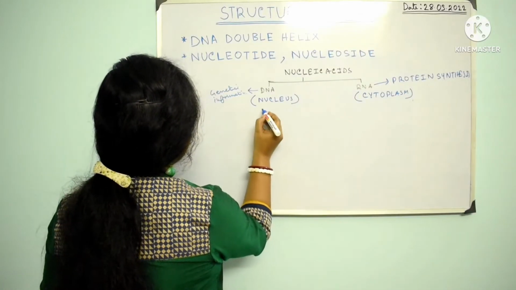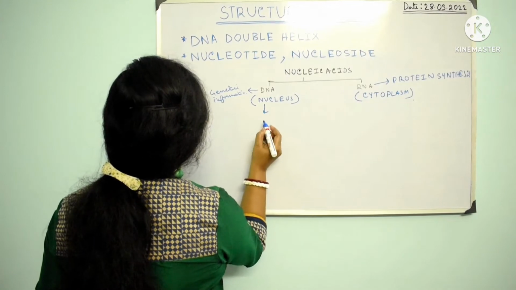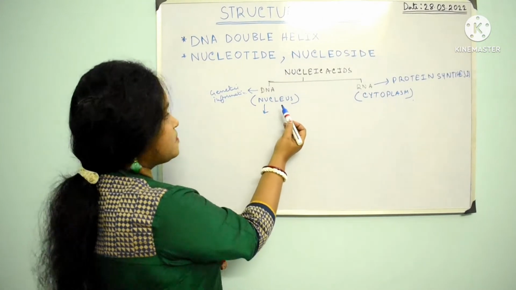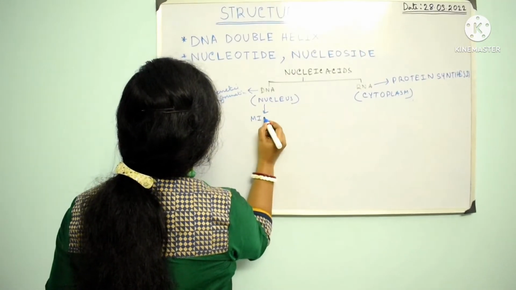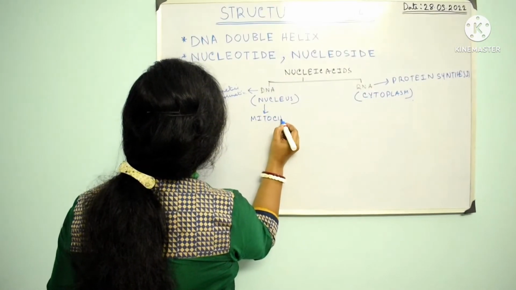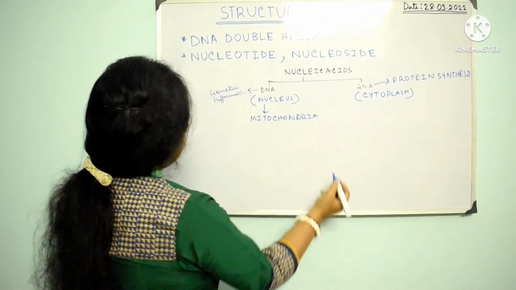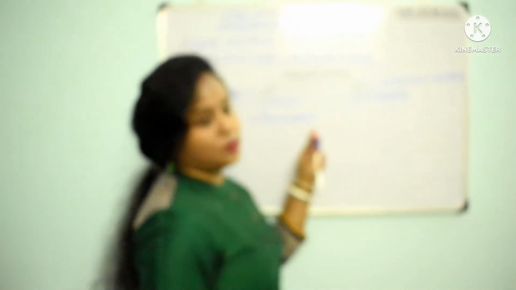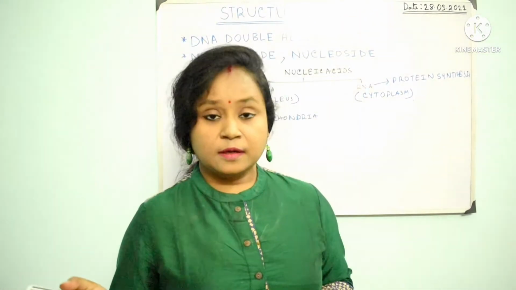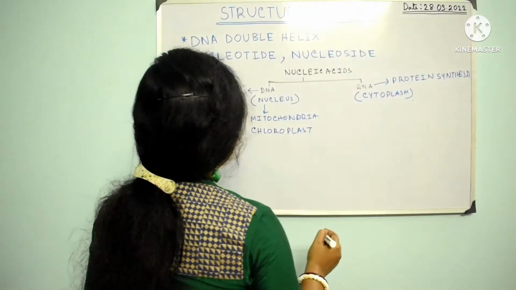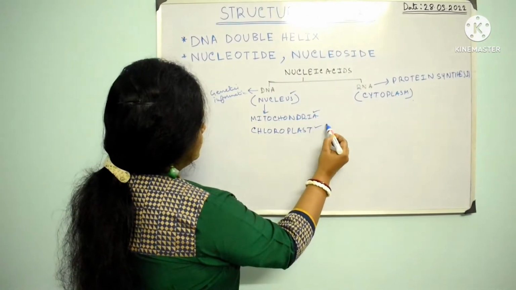DNA is found in the nucleus, but it is also found in mitochondria, and this DNA is called mitochondrial DNA. DNA is also found in chloroplast. Okay, so these are three organelles: nucleus, mitochondria and chloroplast.